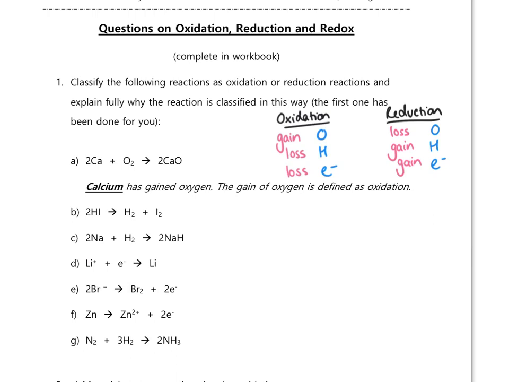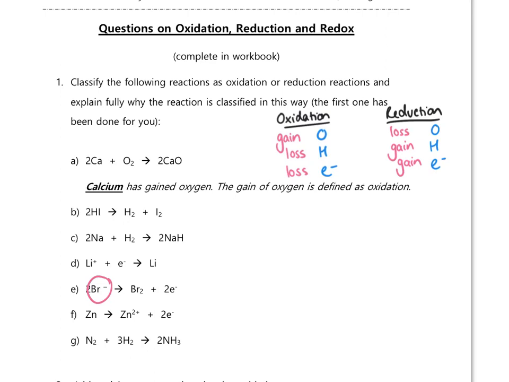Part E then, what is happening? Well, what are we starting with first of all? We're starting with Br, which is the symbol for bromine, but you can see it has a charge on it. It's negatively charged, so remember, when an ion is negatively charged, it changes its ending to IDE.